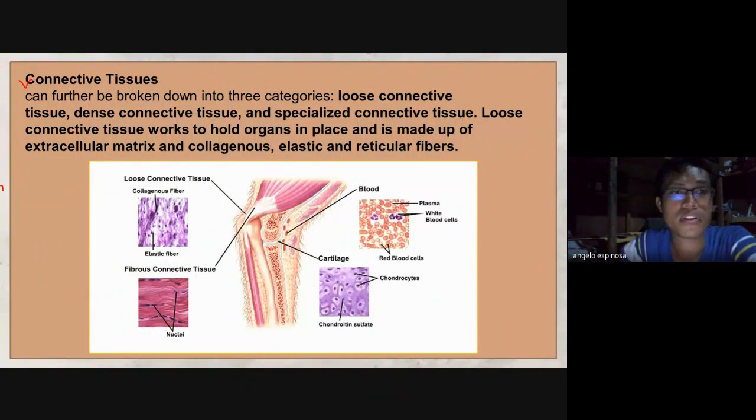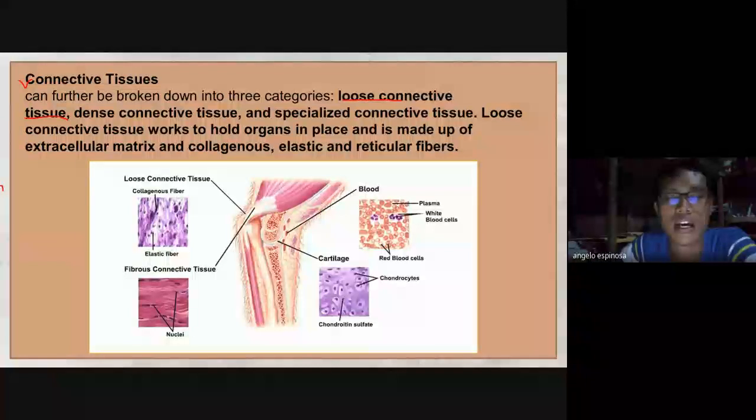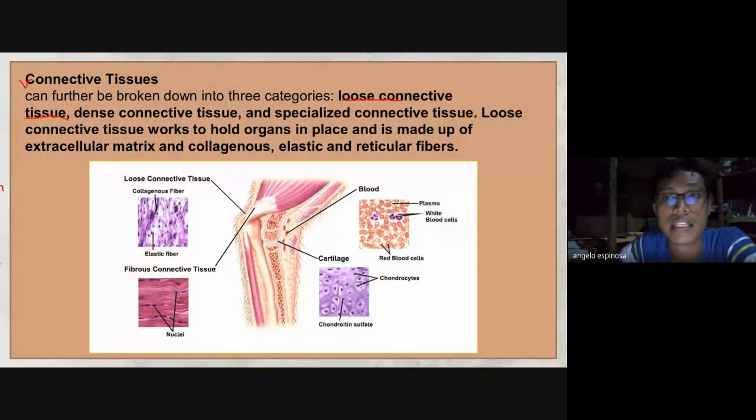Connective tissues can further be broken down into three categories. You have loose connective tissues. Yung loose, usually found in the skin. Yan, sa skin natin yan, sa dermis part. If you have epidermis, the second is dermis, there's a lot of loose connective tissue there. And then we have dense connective tissues.